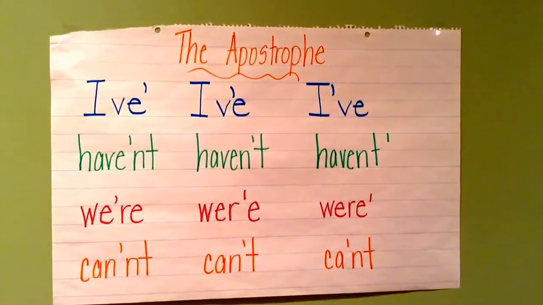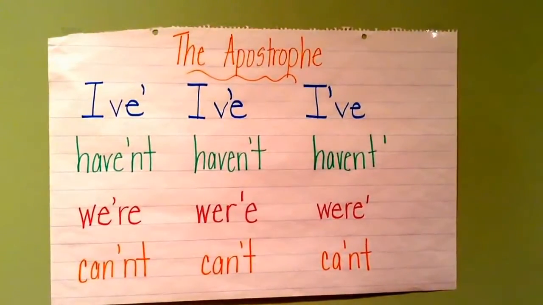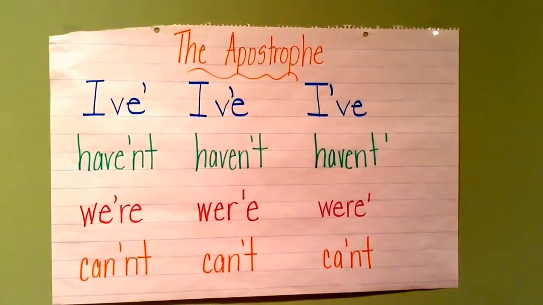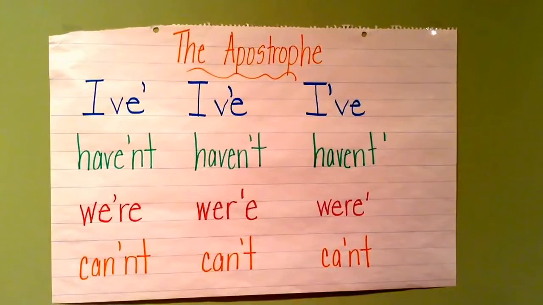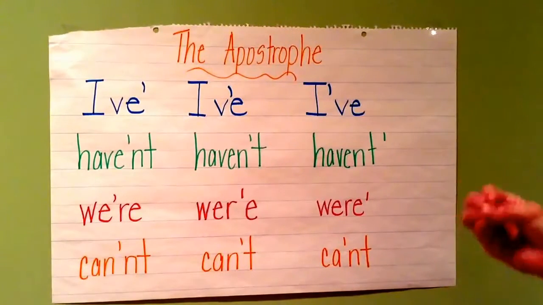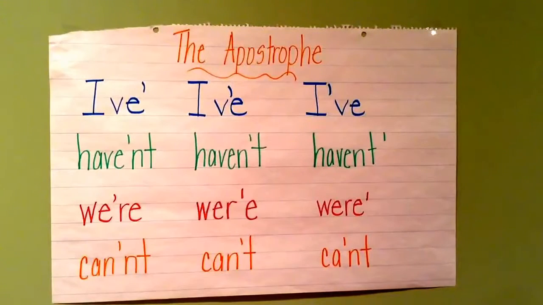Boys and girls, we have been talking about contractions. Remember, when you write a contraction, you always have an apostrophe. Remember that an apostrophe takes the place of a letter or letters that were originally in those two words of the contraction. You always need to make sure that you place the apostrophe in the correct spot. It always goes in the spot where those letters used to be.